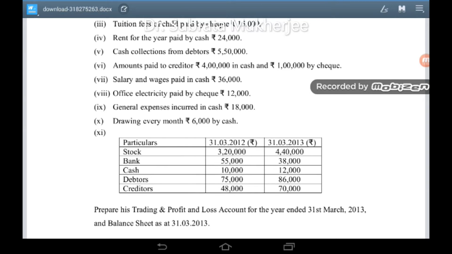by cash. Stock opening balance on 31st March 2012 and closing balance 31st March 2013: stock opening ₹3,20,000, closing ₹4,40,000, bank opening balance ₹55,000, closing balance ₹38,000, cash opening ₹10,000, closing ₹12,000, debtors opening ₹75,000, closing ₹86,000, creditors opening ₹48,000 and closing ₹70,000. Prepare his trading and profit and loss account for the year ended 31st March 2013 and balance it as at 31st March 2013.